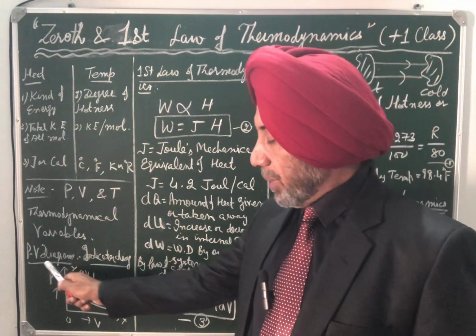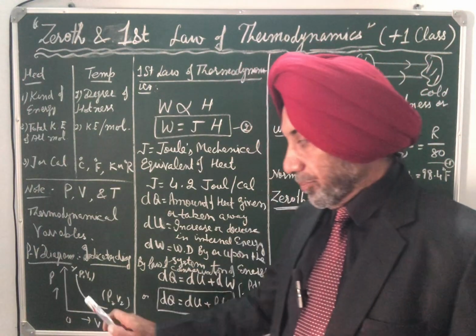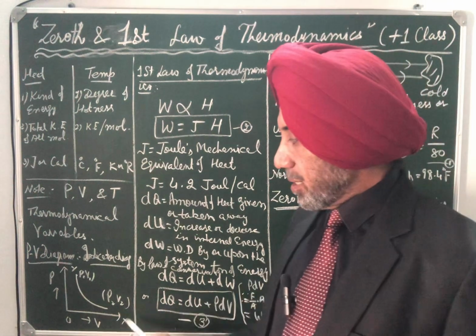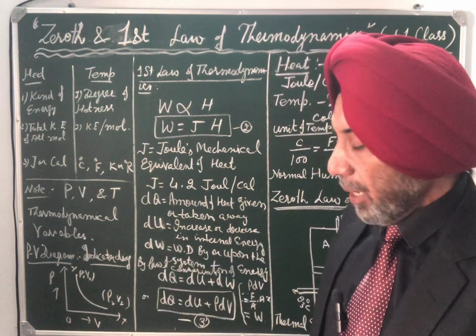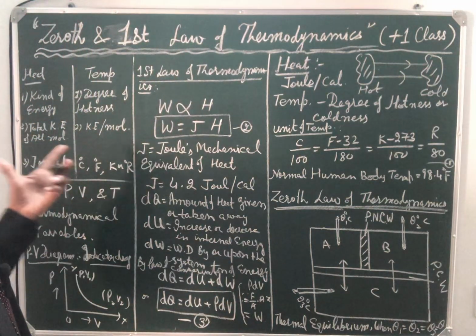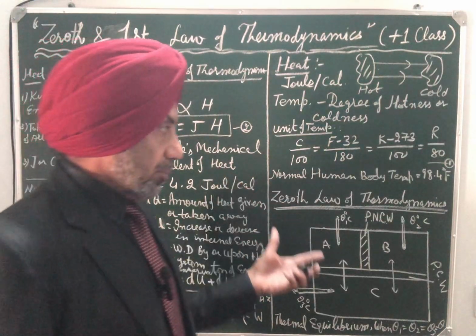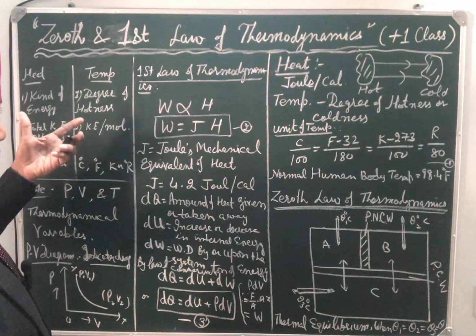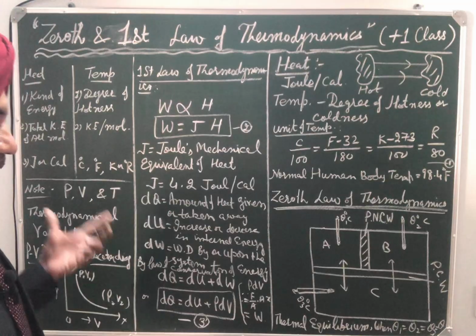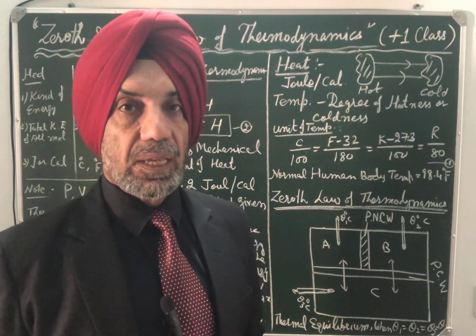There will be PV diagram in different processes, or indicator diagram. Any graph between pressure and volume, taking volume along x-axis and pressure along y-axis, is known as a PV diagram. So this is the basic introduction of heat and temperature, basic laws of thermodynamics, zeroth law and first law of thermodynamics, and how we differentiate between temperature and heat.